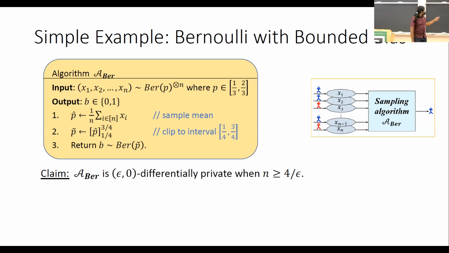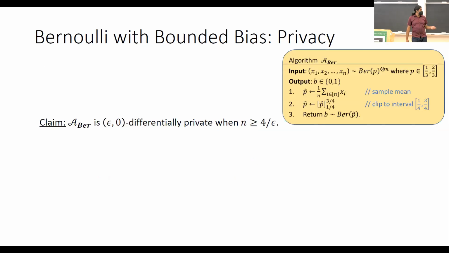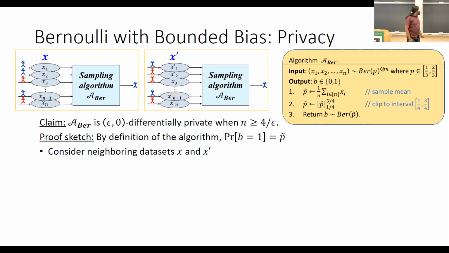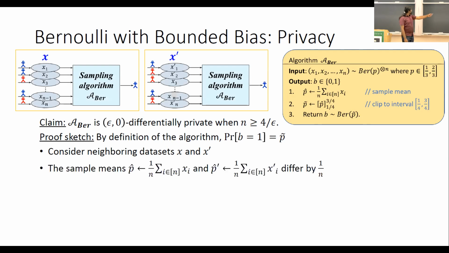Okay. So I'll prove this for you so you can attack me. So there are two outputs of the algorithm. It could output either 1 or 0. So without loss of generality, just consider the output 1. And so by definition of the algorithm, the probability that the output is 1 is exactly this clipped mean p tilde. In step 2, you can see that over there. So now consider two neighboring data sets, x and x prime, as shown in the image.